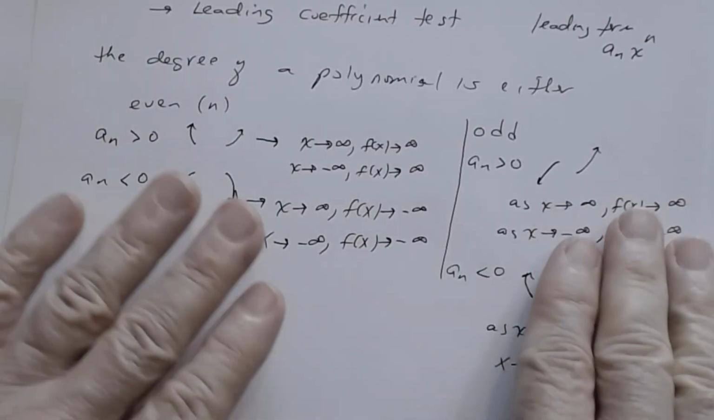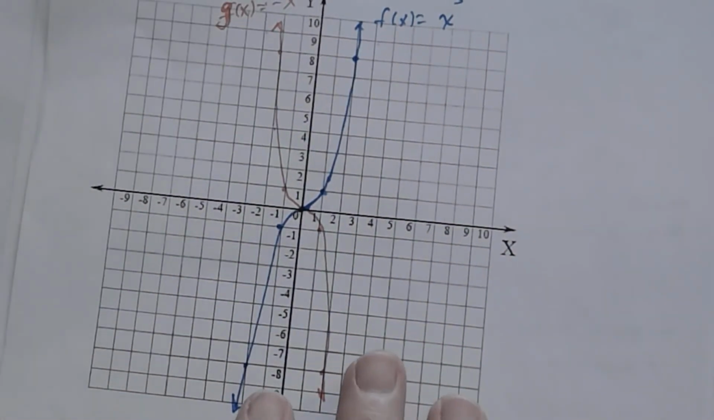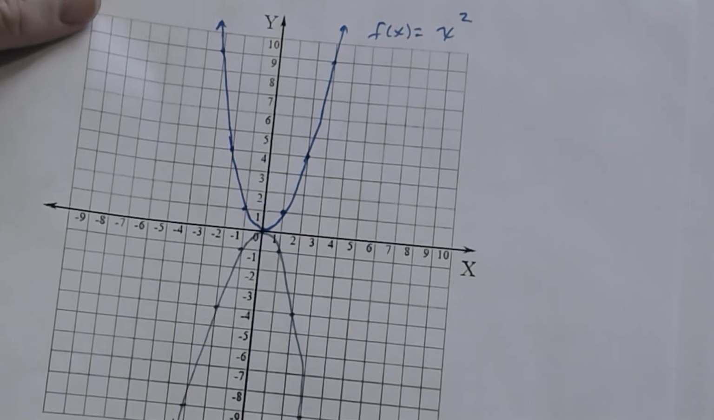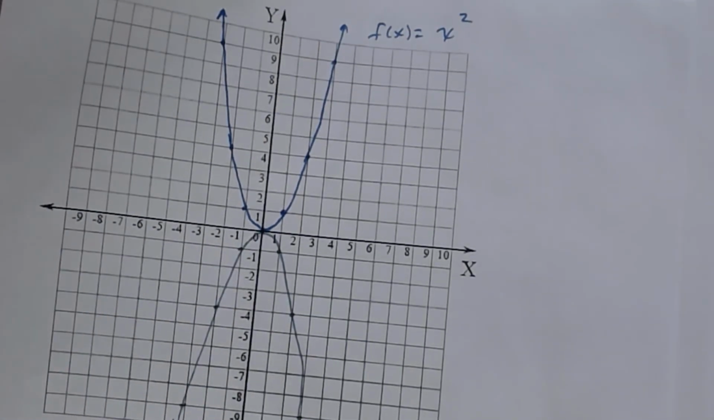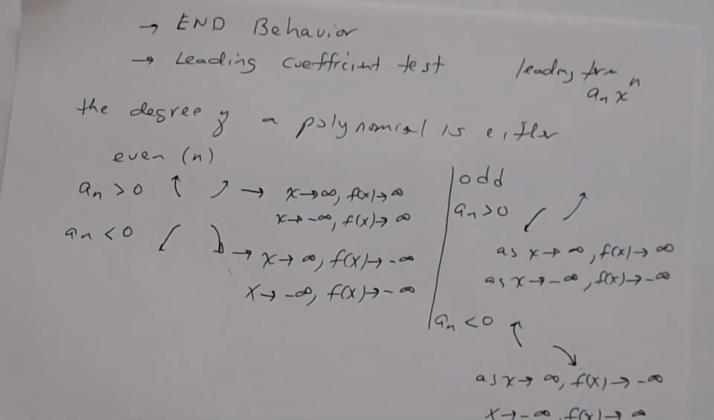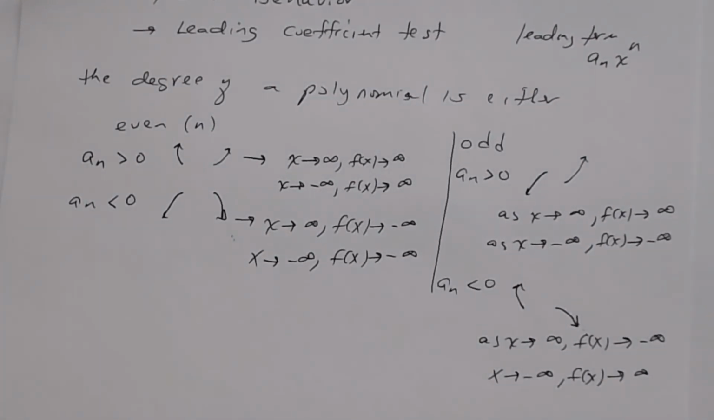Don't memorize this. Use these basic graphs that you learned in the past to help you understand how to determine the end behavior. Okay? All right, so I think that's enough for this part 2. So that's going to end this lesson. So I think we're good at this point.